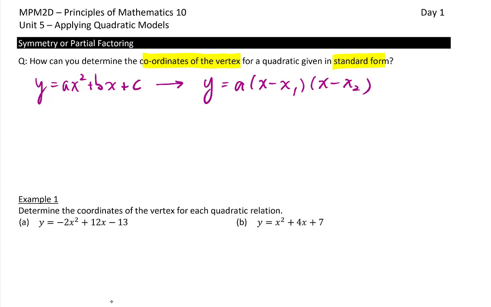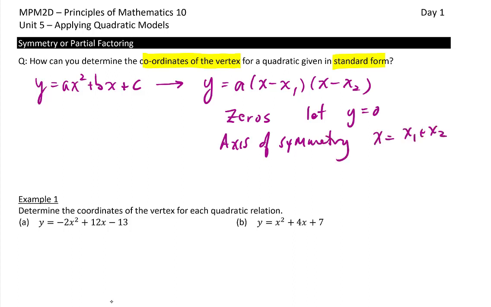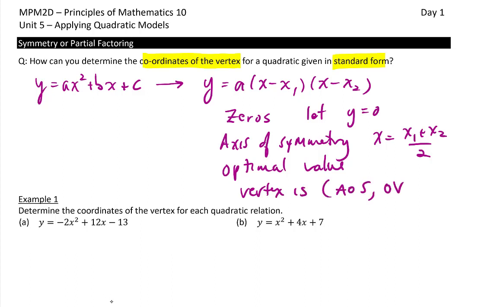Once we have it in factored form, we can find the zeros. We let y equal 0 and solve for each of the factors. Once we have the zeros, we can find the axis of symmetry, and we use our formula x equals x1 plus x2 divided by 2. Once we have the axis of symmetry, we can sub our x value into standard form or factored form to get the optimal value. And once we have the optimal value, we have our vertex. So recall our vertex is our axis of symmetry and our optimal value.